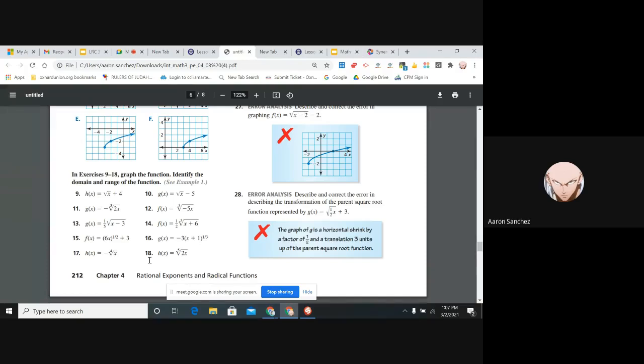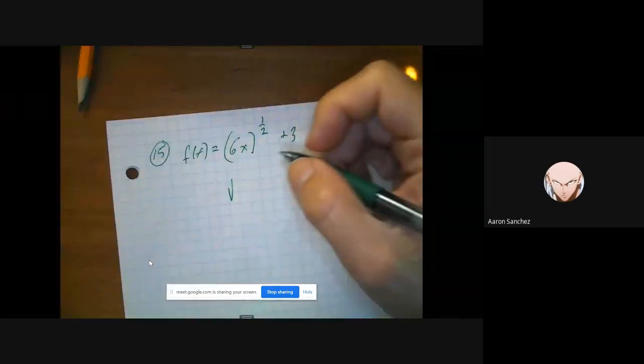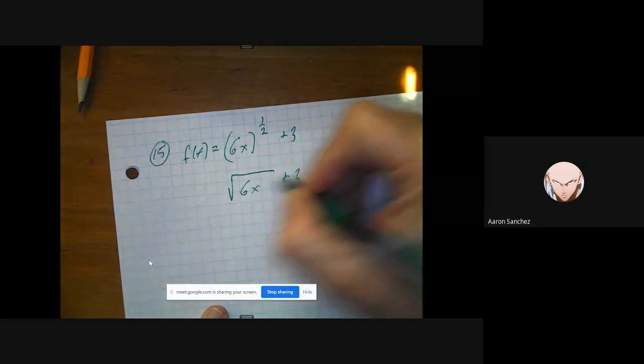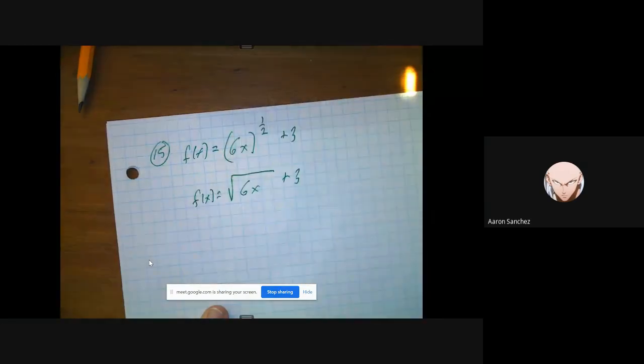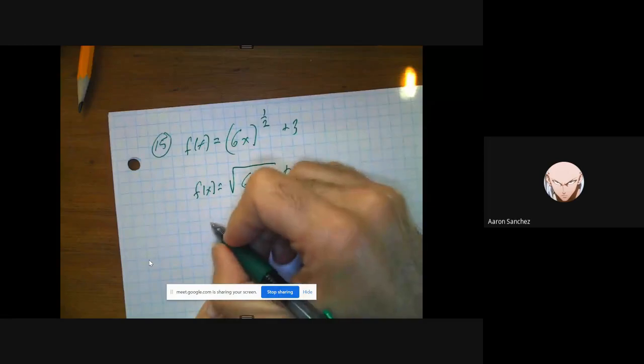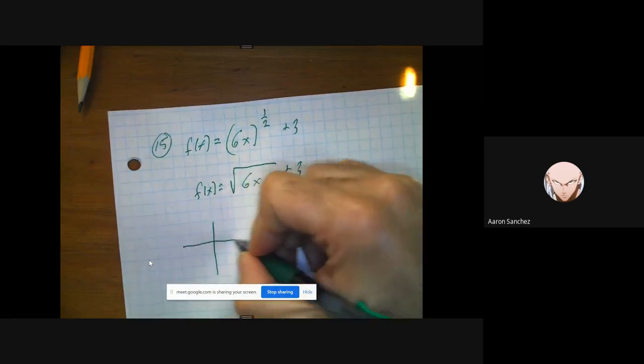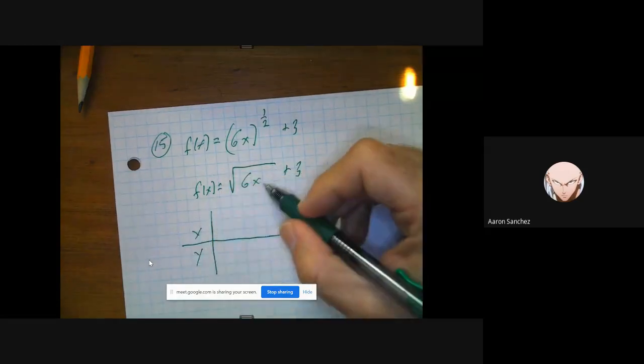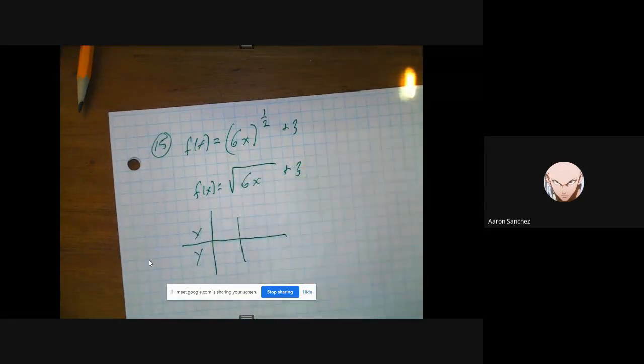But let's look at 15. f of x is equal to 6x all to the 1/2 power plus 3. So that'll be equal to, let me present. Can you guys see that? So remember, the 1/2 power is the same as the square root of x. So you do the square root. And then you have to find what the numbers are. That makes it ugly. I don't want negatives, so you want to plug in numbers that'll make this a perfect square root.